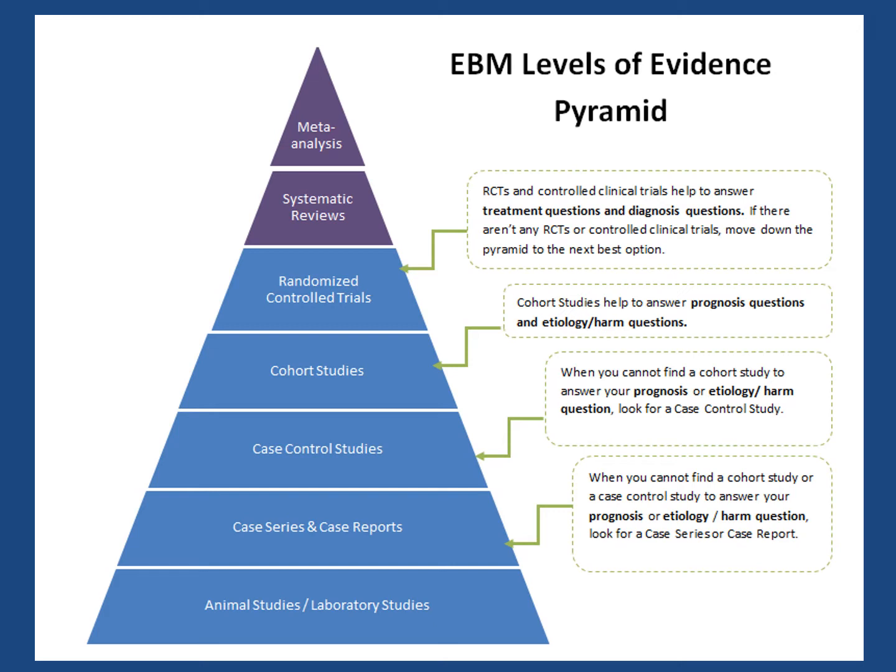So RCTs, or randomized controlled trials, are the strongest study design for a therapy or diagnosis question. So again, when you're forming your PICO question, think ahead of time of what's the type of question that you're asking. Is it therapy, diagnosis, etiology, harm, prognosis, or prevention? And then you're going to seek a study that is the best type of study for that type of question. So an RCT or a systematic review or cohort study is what you're looking for.